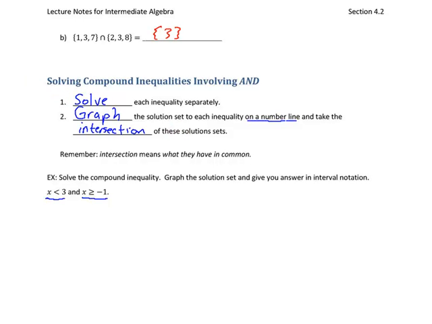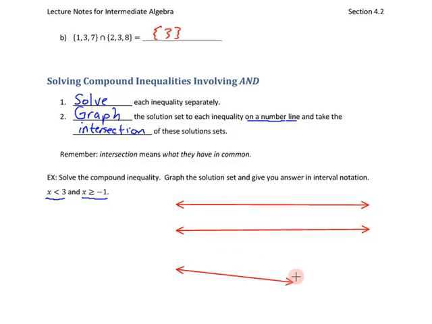So in this example here, I'm going to draw two number lines because I'm going to graph each one of these separately. And then I'm going to draw a third number line, which I will then use to write down the intersection of those two. Intersection meaning everything that is shaded or included in both of these.